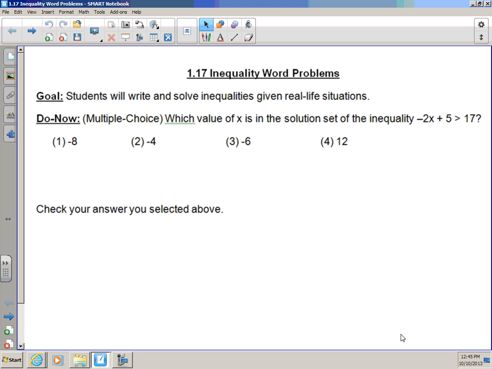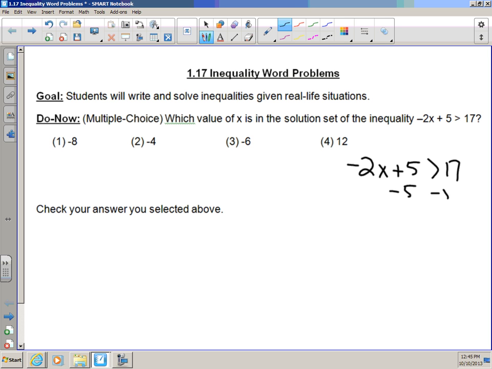So, to just quickly go through the do now, which is a rehashing of what we did yesterday. If we were to solve the inequality negative 2x plus 5 is greater than 17, we would subtract 5 from both sides, and then we would divide by negative 2. And we should recall that when we divide or multiply by a negative, the negative 2, we flip the inequality symbol to get x is less than negative 6.